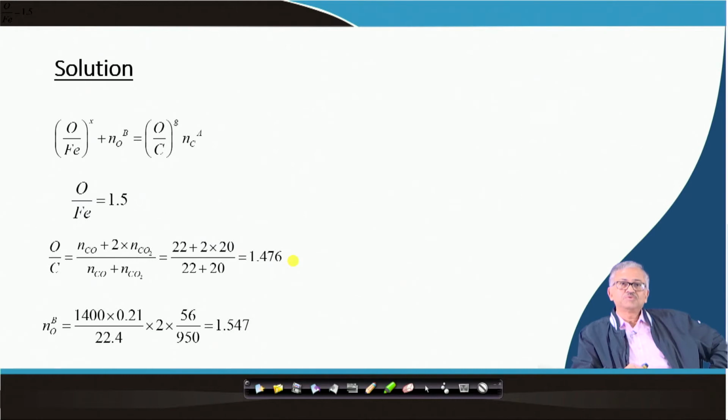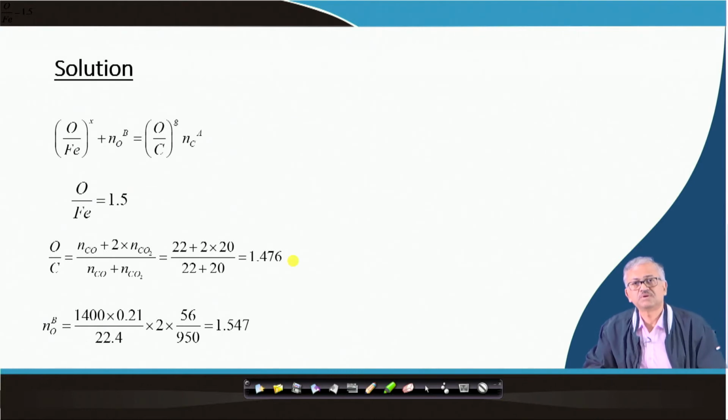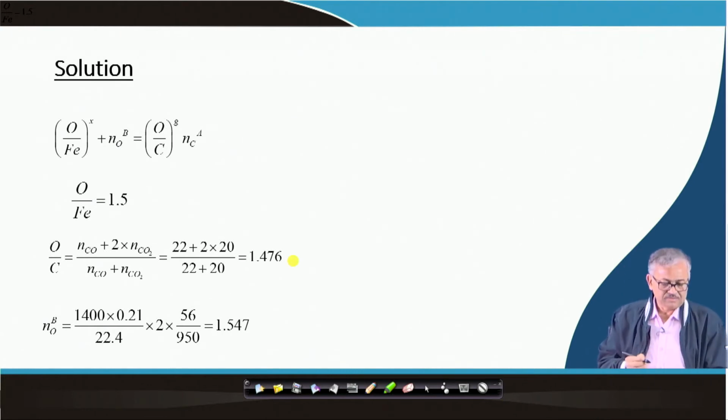Now if you are producing 1 ton of iron, we take 950 because the hot metal contains 5% of carbon, that is given in the problem. So 50 kg carbon is there in the hot metal, and the hot metal effectively contains 950 kg of iron, right. And 950 kg divided by 56, 950 by 56, gives you the kg moles of iron present per ton of hot metal.